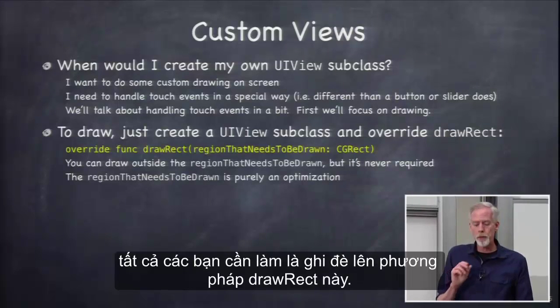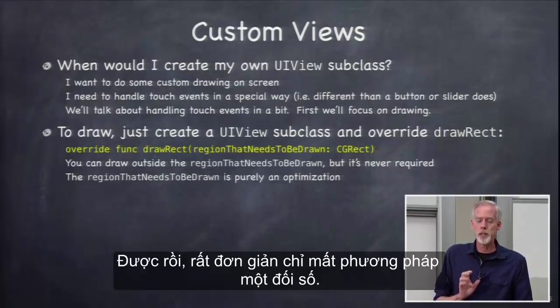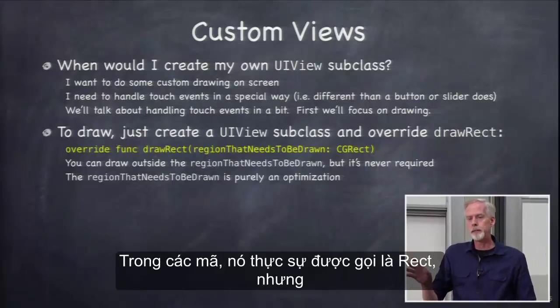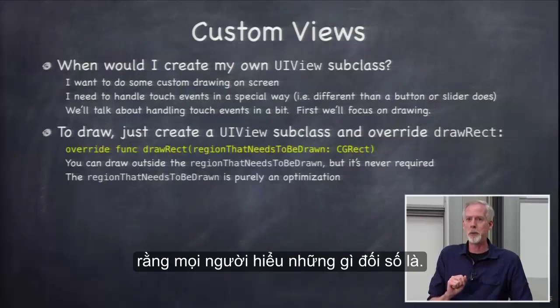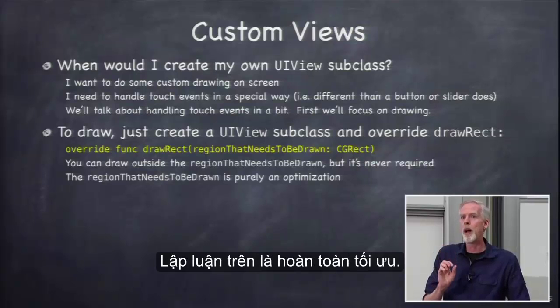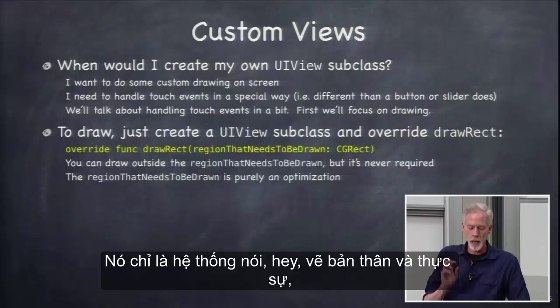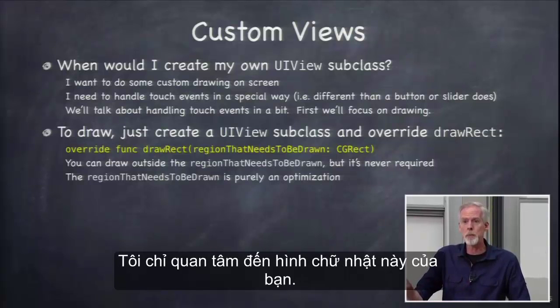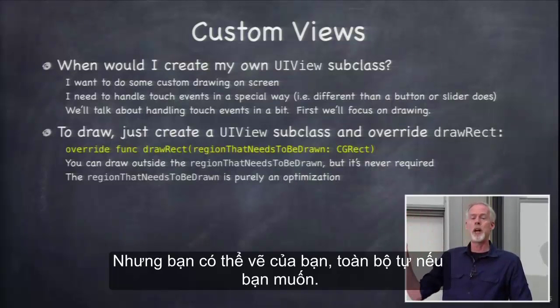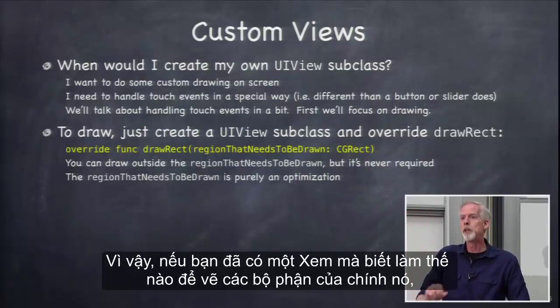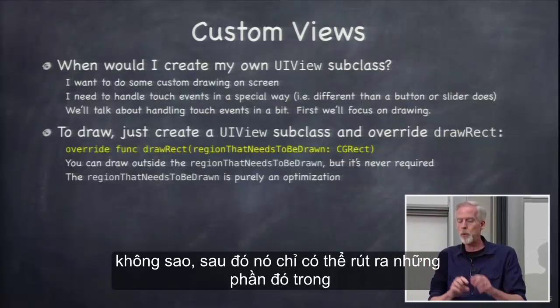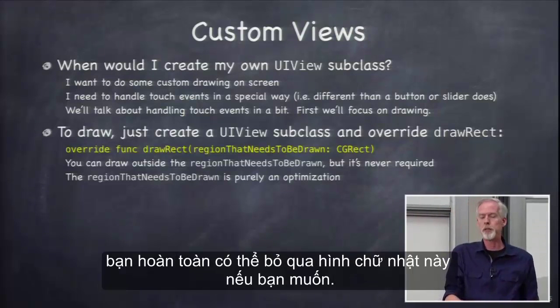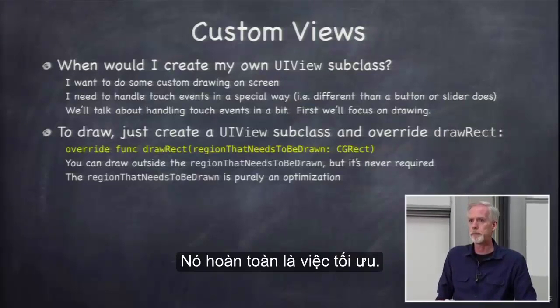To draw in your UIView, all you need to do is override this method drawRect. Okay? Very simple method, only takes one argument. In the code, it's actually called rect, but I've renamed it to be "region that needs to be drawn" so that people understand what that argument is. That argument is purely an optimization. It's just the system saying, hey, draw yourself, and really I only care about this rectangle of you. But you can draw the whole self if you want, but this is the only rectangle I really care about. So if you had a view that knew how to draw parts of itself, okay, then it could only draw the part that's in this rectangle. But you can completely ignore this rectangle if you want. It's purely an optimization. Okay?